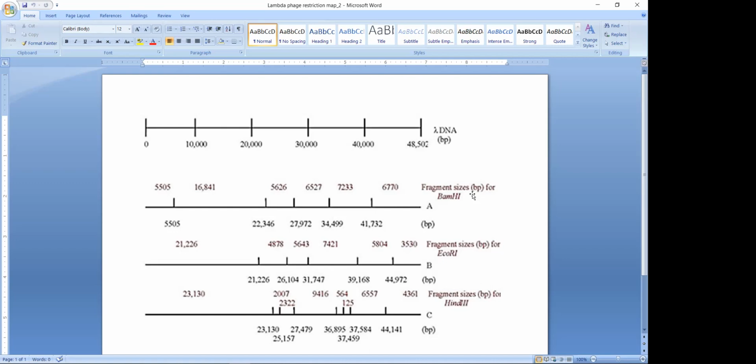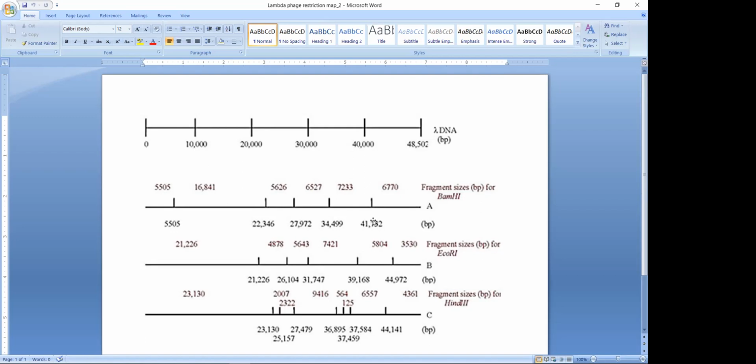Oh, okay, that one is fragment size. That's talking about the actual number of bases between the marks like this. See? This 16,841 is the number of base pairs between these two. But this one is the position number, the position that the cut happens.